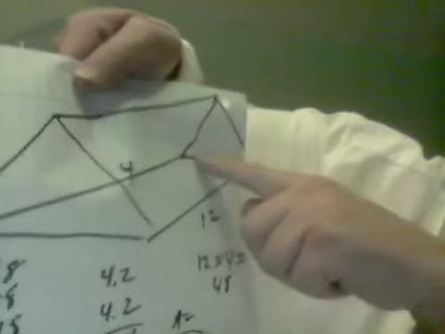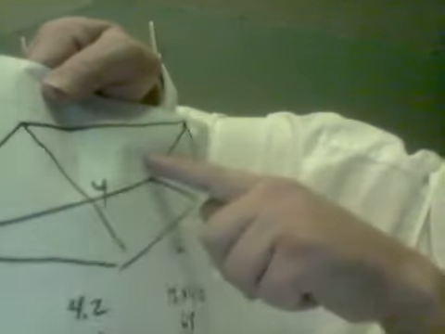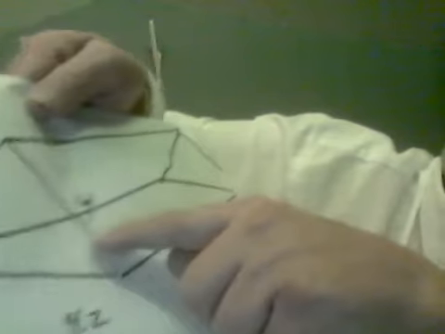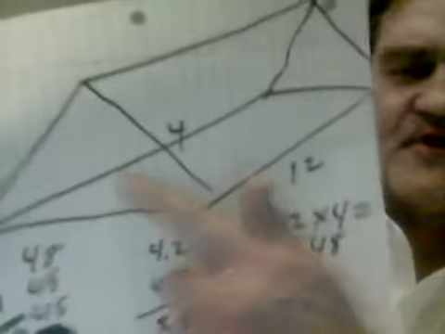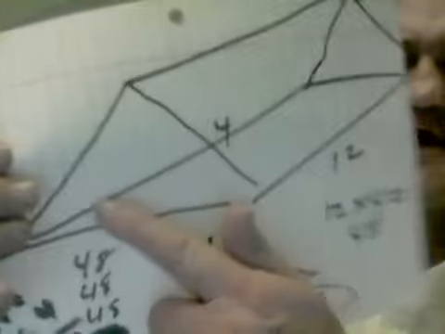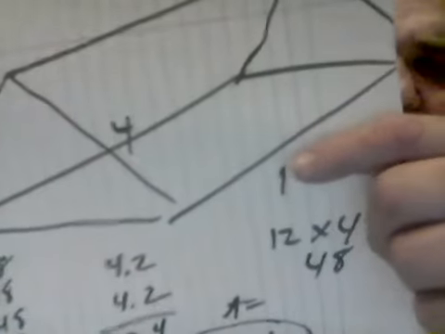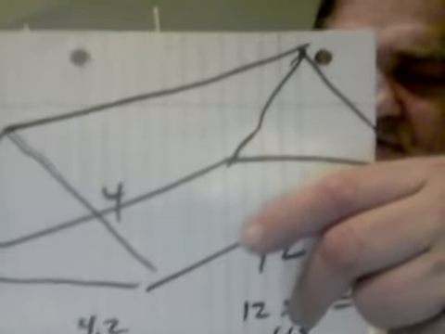Watch what I did here. I had three areas of 48, okay? How did I get those? It's these ones right here. That's an area of 48. That's an area of 48. That's an area of 48. Then I had two sides here. Pardon me, they're going to be 4.2. 4.2, 4.2 is 8.4.